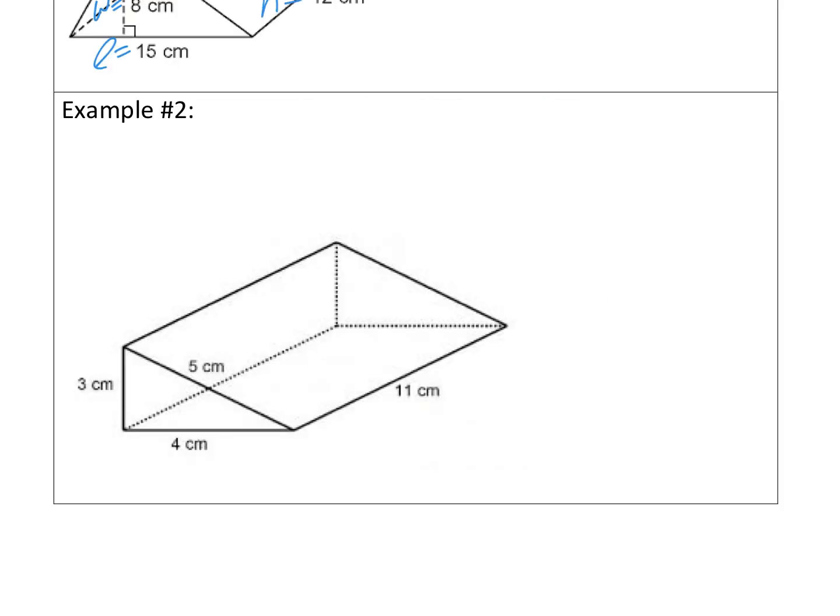Moving on to example number 2, I'm going to show you how to use this formula with that capital B that stands for area of the base. So the base, again, for triangular prisms is the triangle itself. So if we go back and look at our formula for area of a triangle, it was 1/2 times base times height. So we're going to go ahead and do that part first here.